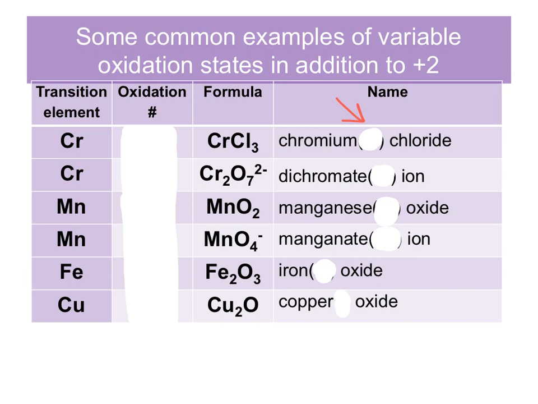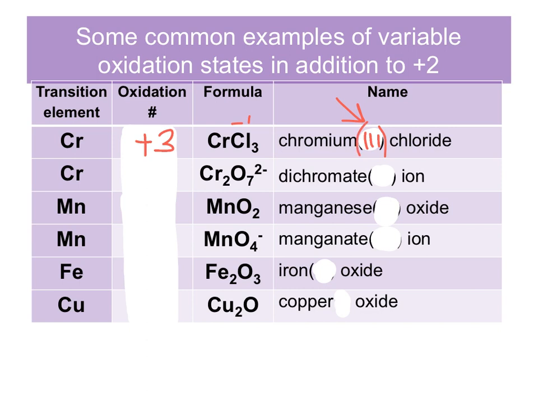So the first one is chromium chloride. So chloride, or chlorine, has a -1 charge, but there's 3 of them. To do oxidation states of a compound, we want them to completely cancel out or be neutral. So how do we cancel out -3? We would need an oxidation number for the chromium of +3. And we would write that as chromium(III) chloride, with the 3 in the parentheses.